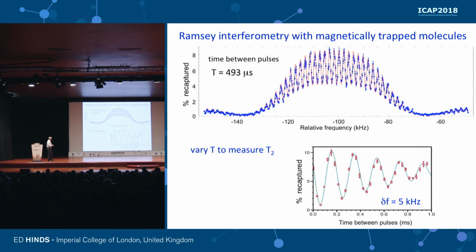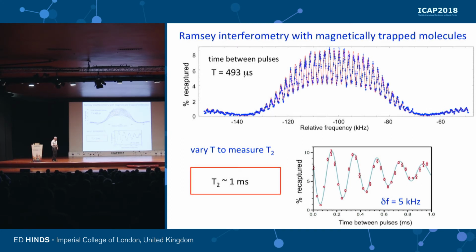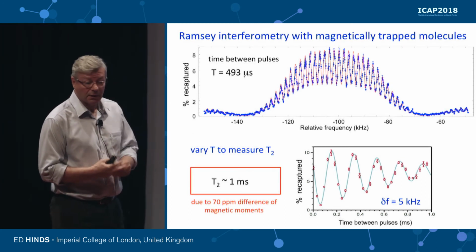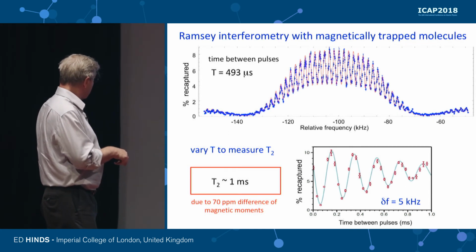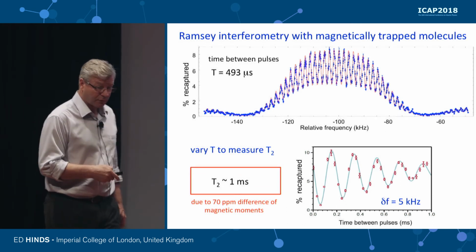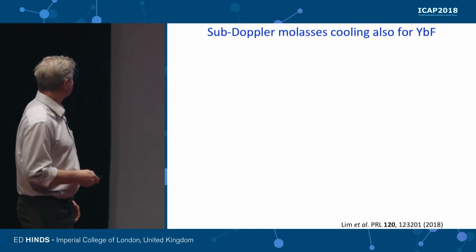So we do that by just varying the time between the Ramsey pulses, and we get a T2 of about a millisecond, which is due to the fact that these two states, although their magnetic moment is approximately a Bohr magneton, they do in fact differ by 70 parts per million. So that's the current state of play for these sort of coherent manipulations in trapped molecules.